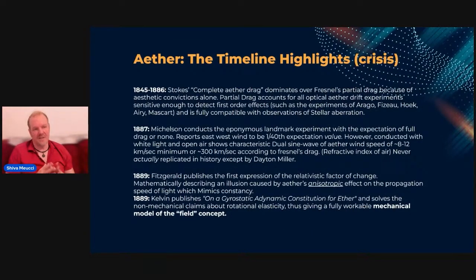In 1889, Kelvin publishes on a gyrostatic adynamic constitution for ether and solves the non-mechanical claims about rotational elasticity, thus giving a fully workable mechanical model of the field concept. So a lot of people in history are aware that McCulloch and Maxwell are responsible for the field concept, and that it is related to this concept of rotational elasticity. Now, keep in mind, Kelvin is the one who gave us our original understanding of elasticity. Then he also continued forward right after the Michelson-Morley experiment and gave us a model of rotational elasticity that is physical in nature. He built models, etc. This is a lost part of history. A lot of people have forgotten.